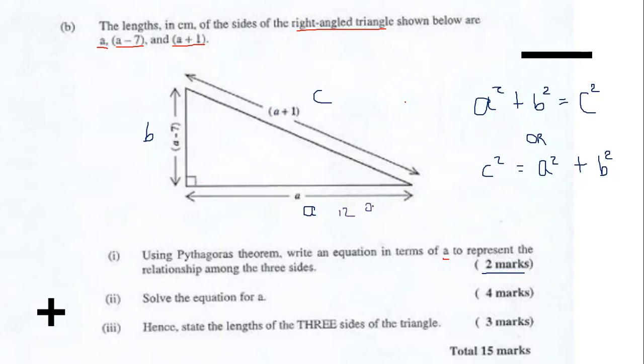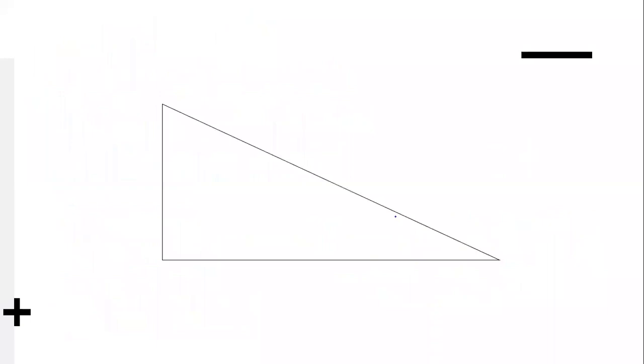How do we know which one to put though? If we put on any one, are we going to get it right? Not necessarily. Let me walk you through that part. We know that right here was a. The other one was a minus 7, so the height was a minus 7. And the hypotenuse was a plus 1, right? So let us work out each of them individually.